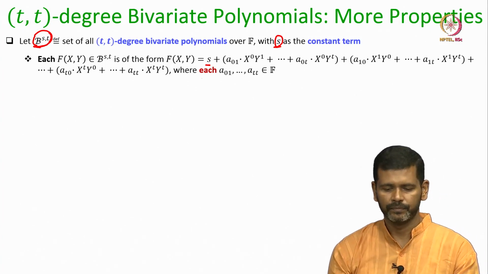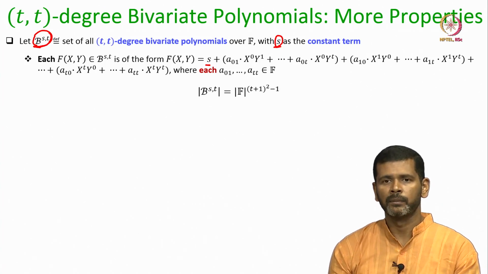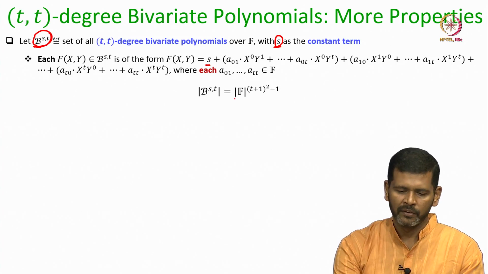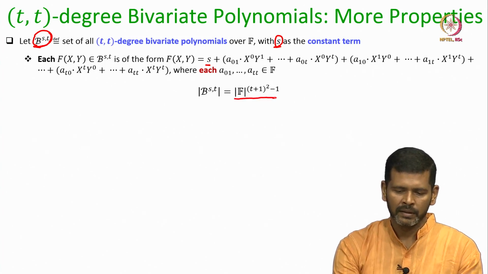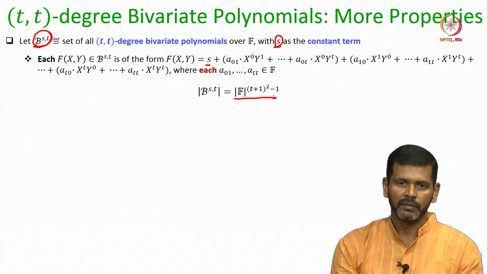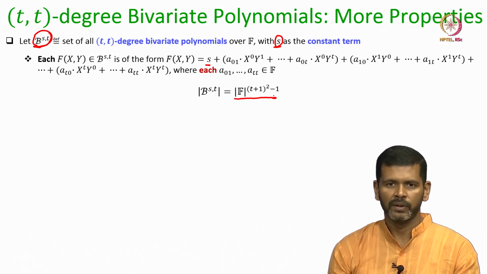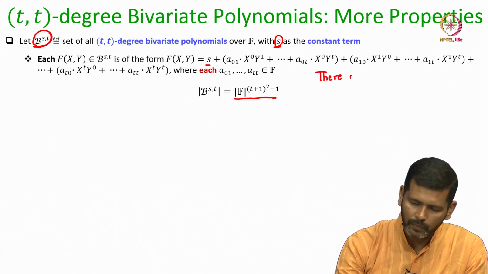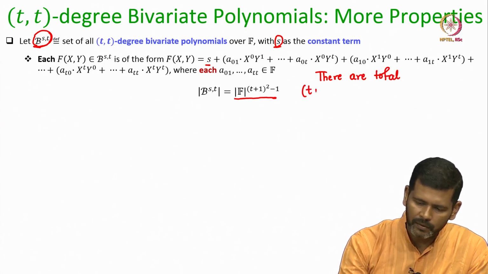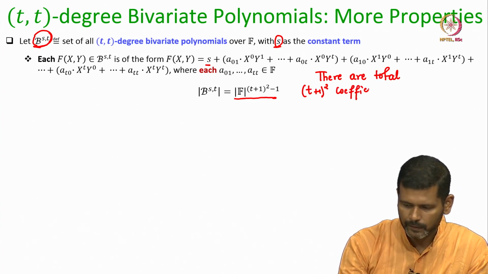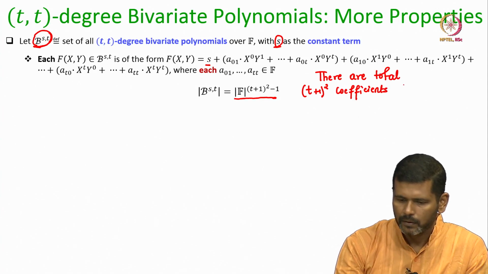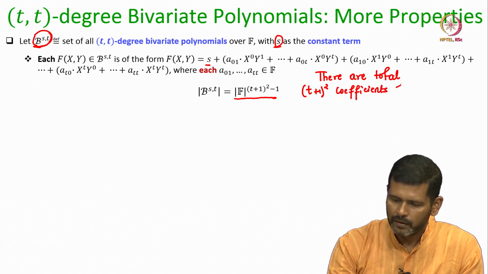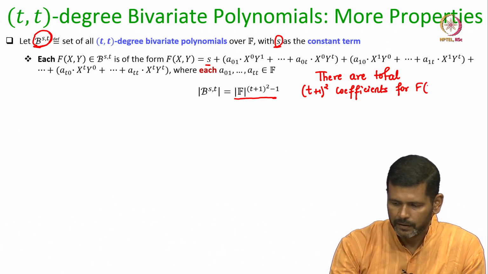And how many polynomials will belong to this set? Well, there will be this many polynomials: the cardinality of the field size raised to the power (t plus 1) squared minus 1. This is because there are a total of (t plus 1) squared coefficients for f of x y.